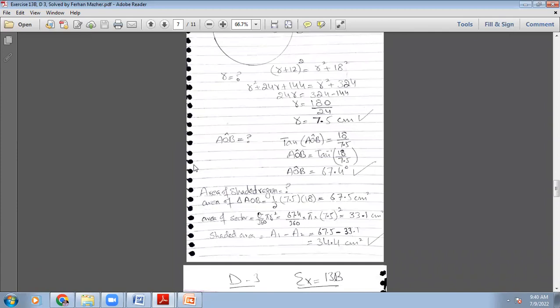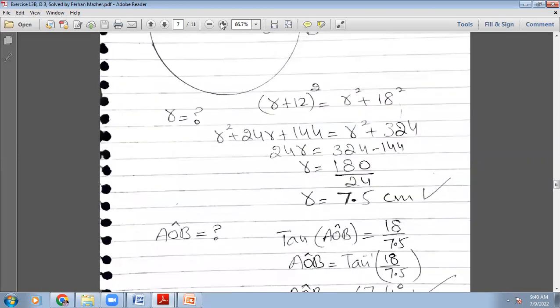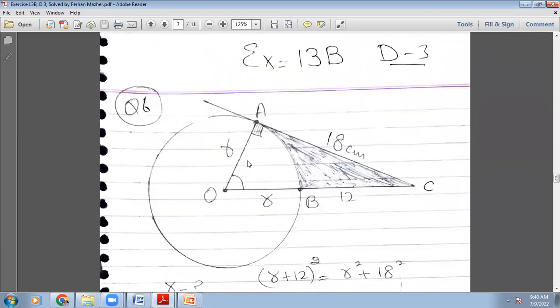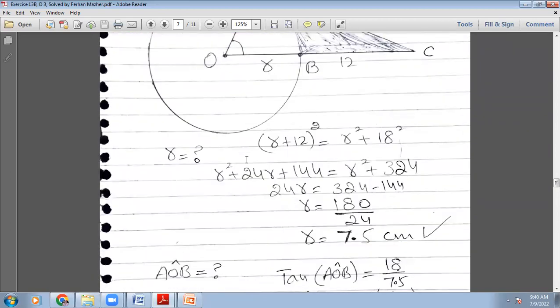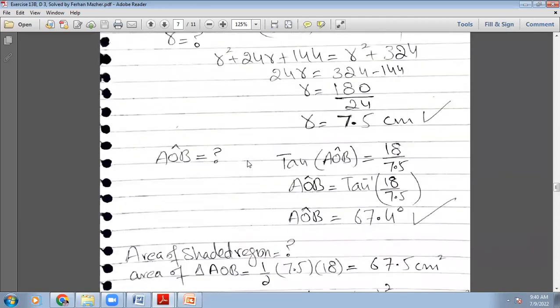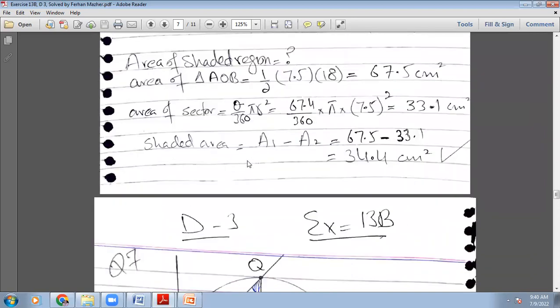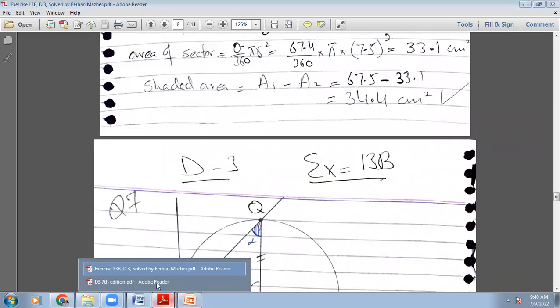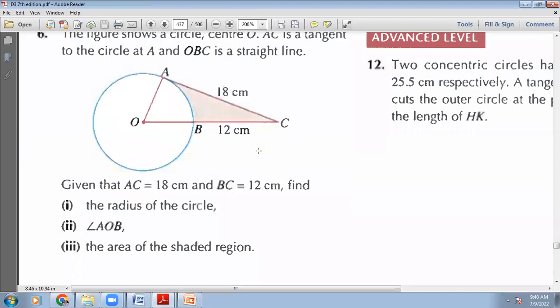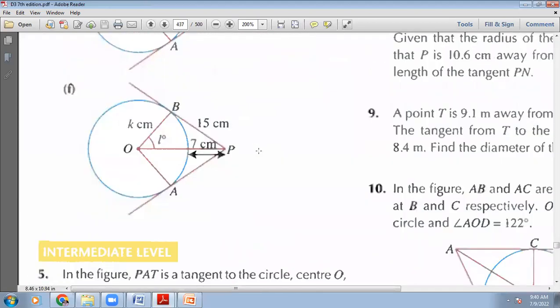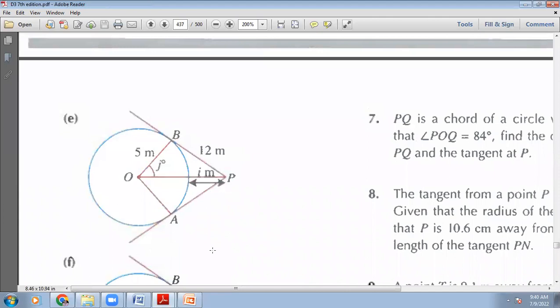So the whole question 6 working is showing up on your screen. You can pause the video and take your time to do this question. Okay, so let's move to the next question. And let me show you once again. This is question number 13B. These are the stepwise solutions. Okay, so we are going to the next question. The next question on your screen is question number 7.